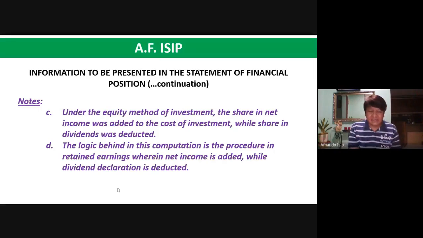In accounting for corporations, we have retained earnings. What is retained earnings? This is the accumulated earnings of the corporations of the previous years, accumulated and retained in this particular account, which is part of the capital. If there is net income, the net income will be added to retained earnings. If you declare dividends, the dividends will be deducted from retained earnings. And that logic, that procedure in retained earnings, is applied in the equity method of investment. Try to understand this. The principle in retained earnings was applied in the equity method of investment, wherein share in net income is added and share in dividend declared is deducted.